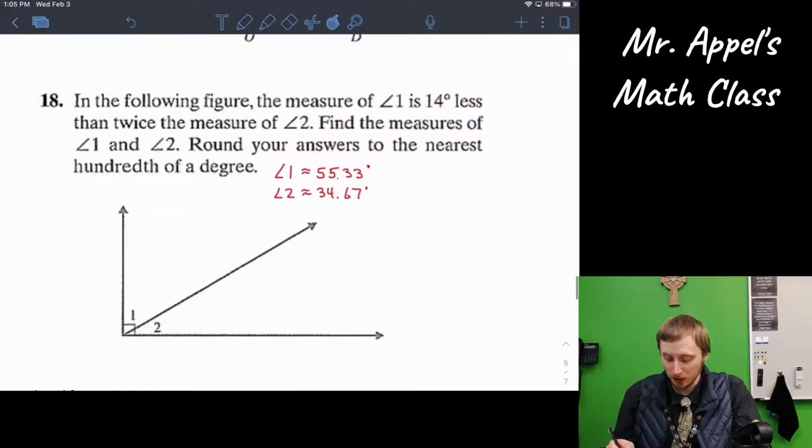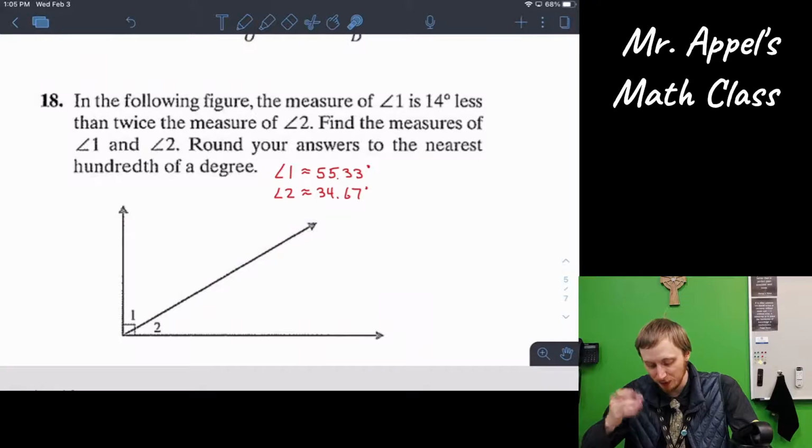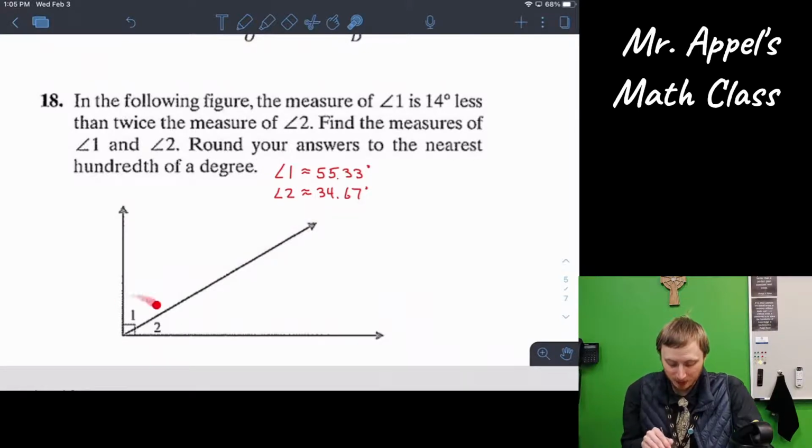All right, and 18, similar kind of, except they don't really give you the measurements directly. We know from the diagram angle 1 and angle 2 add up to 90 degrees, and we're told angle 1 is 14 degrees less than twice the measure of angle 2.